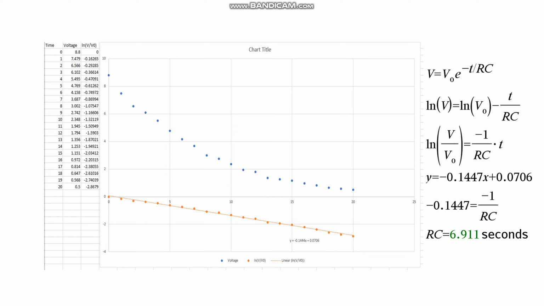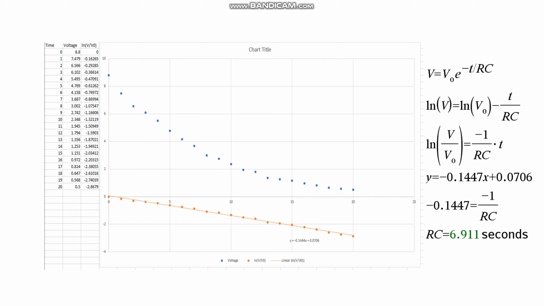From there we have to linearize it, so we take the natural log of both sides, and then we have the ln of V over V naught is going to be equal to some slope times our changing variable, time. Doing that, I then plot both, and I get a line of best fit, and notice that my slope was negative 0.1447x. Taking that, my RC value came out to be 6.911 seconds, which in the simulation, our RC value was about 6.